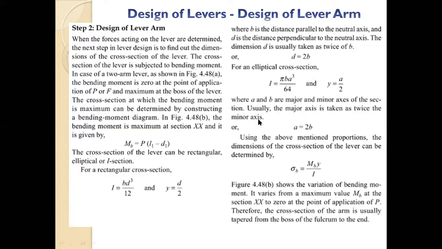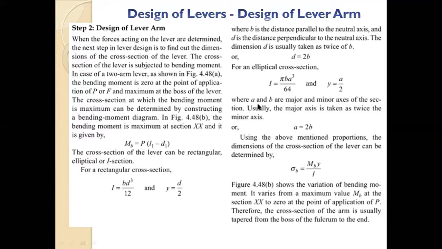So basically, we'll do the design of the cross section of the lever arm using this bending equation: sigma B is equal to MB upon I into Y. I will again repeat. Sigma B is the allowable bending stress, which is sigma T we take. MB is the bending moment, load into distance of load arm, or effort into distance of effort arm. I is whatever we have formulas for, and Y is the distance of the extreme fiber from the neutral axis, which is D by 2 in case of a circular cross section, or D by 2 in case of a rectangular cross section.